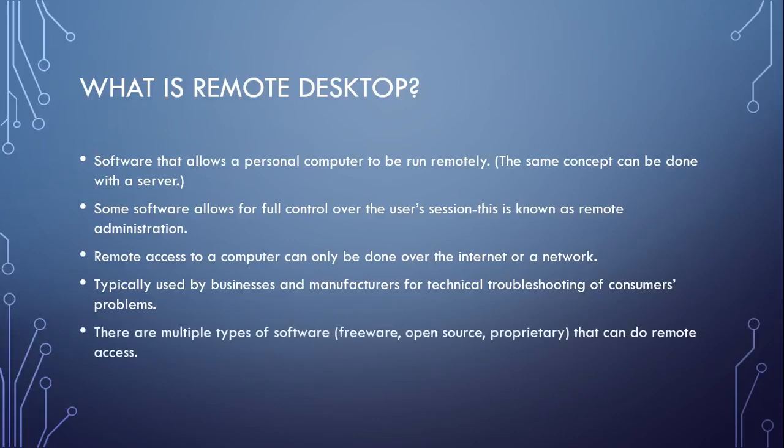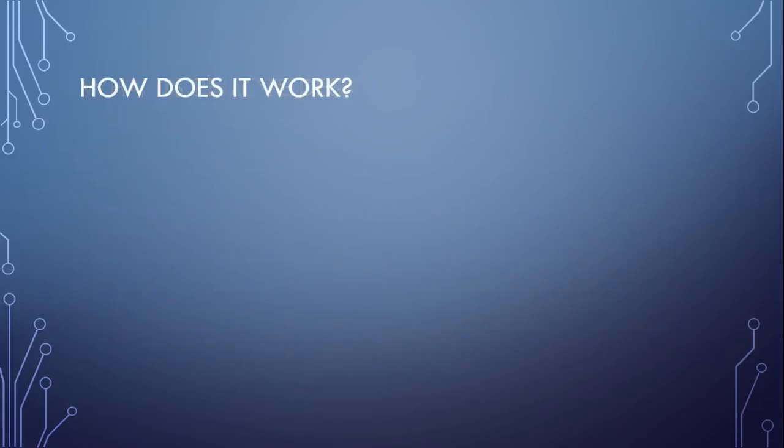Now, there are multiple types of software out there, whether they're freeware, open source, proprietary, that can do remote access. Things like TeamViewer, for example, a lot of times you'll see there's a freeware version, but if you're using it for commercial purposes, a lot of times they'll require the business that uses it on a regular basis to purchase a license.